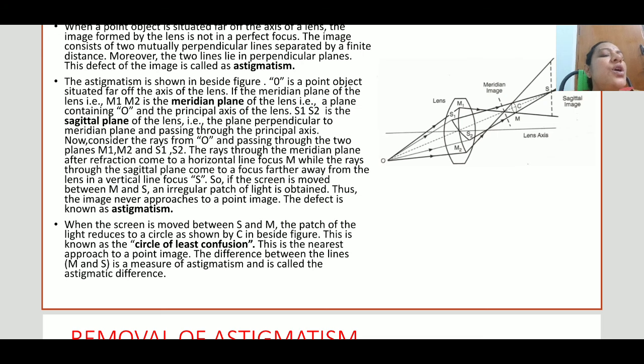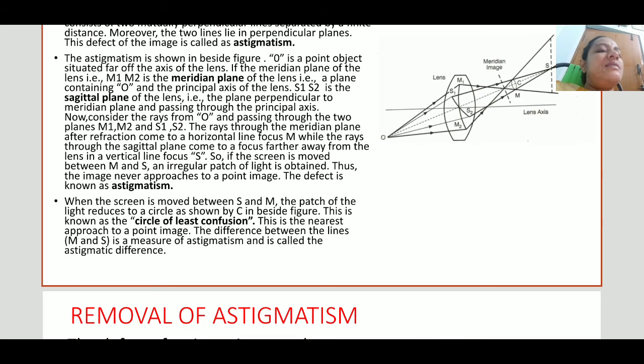If we move a screen in between these two images, meridian and sagittal, we get a circle. When the screen is moved between S and M, the patch of light reduces to a circle, shown by C here. This is called the circle of least confusion.